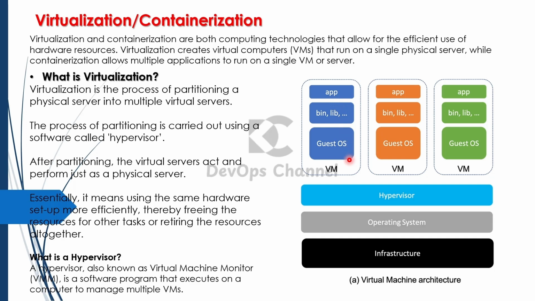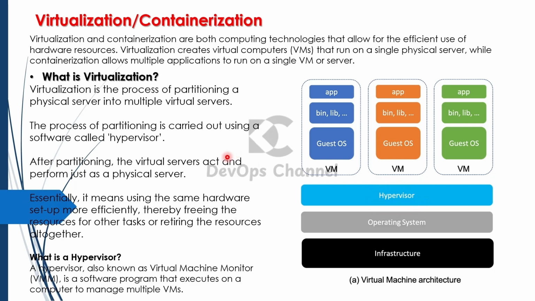Now for running this VM on your main OS, it will need some kind of software that can manage it. Okay, so that's what we call a hypervisor. Okay, so in Windows, Hyper-V is a kind of hypervisor which maintains virtualization in Windows systems.